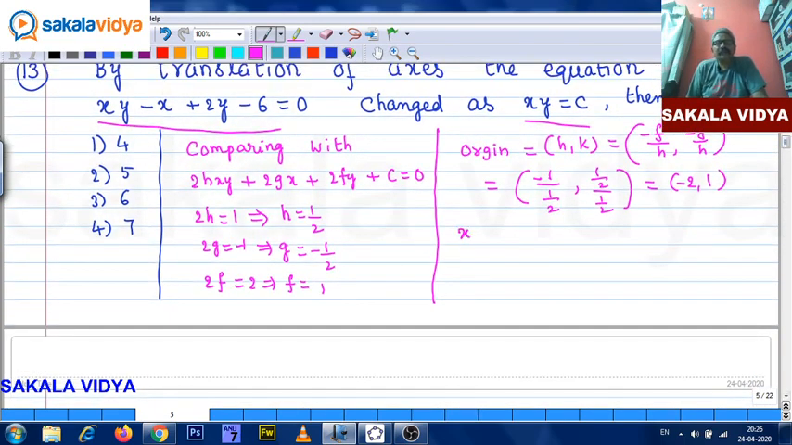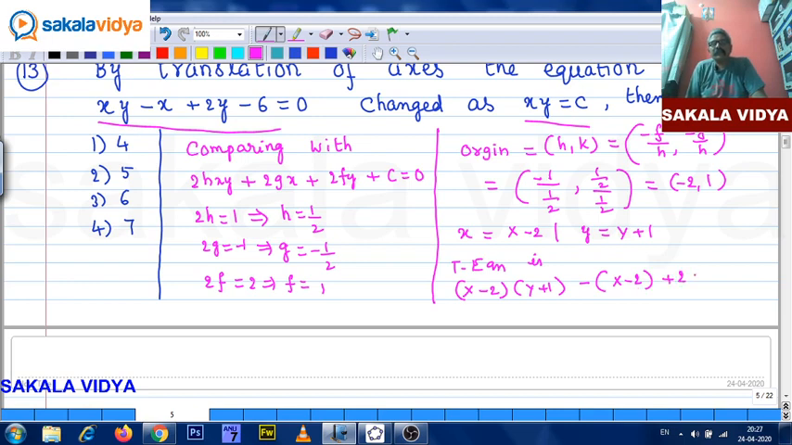Now the small x we can write as capital X plus h, that is capital X minus 2, and small y is equal to capital Y plus k, that is Y plus 1. So now the transformed equation is xy, x minus 2 into y plus 1, minus of x minus 2, plus 2 into y plus 1, minus 6 equals to 0.